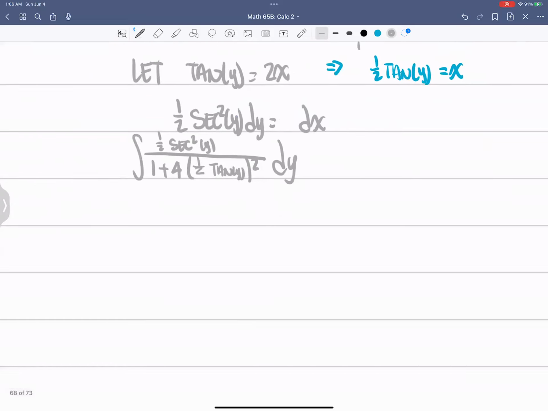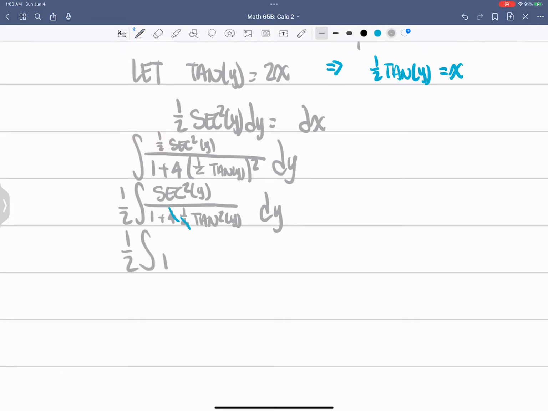So let's simplify this. So 1 over 2, we could grab this, bring it out to the front, coefficient. And the numerator, we have secant squared y over, here we have 1 plus 4 times 1 over 4 tangent squared y, dy. Ooh, those 4's divide out. 1 over 2 integral of secant squared y over 1 plus tangent squared y dy.